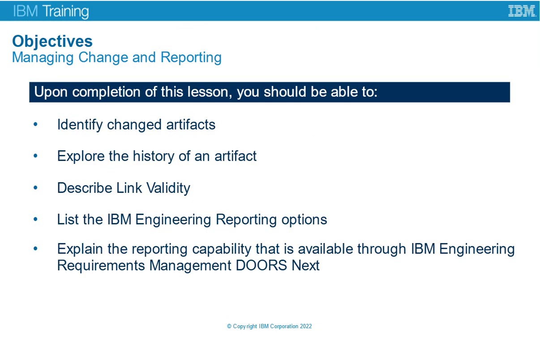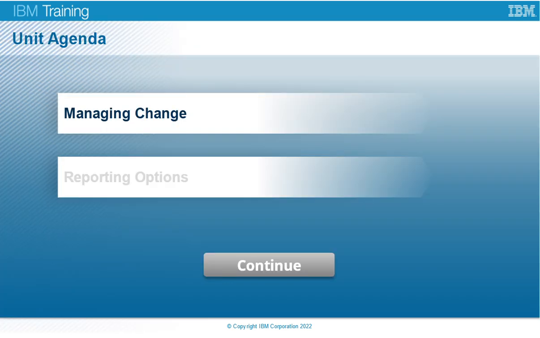After completing this lesson, you should be able to identify changed artifacts, explore the history of an artifact, describe link validity, list the IBM engineering reporting options, and explain the reporting capability available through Engineering Requirements Management DOORS Next. Click each topic.